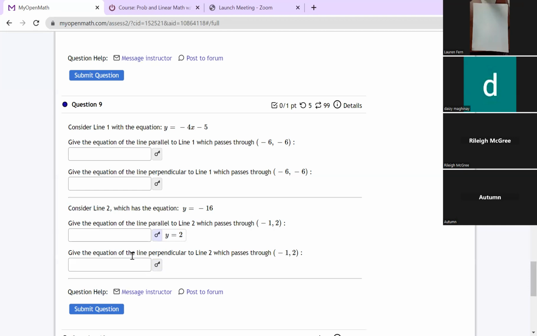Now, in this next part, we want to find the equation of a line perpendicular to this. Again, if this is a horizontal line, what type of line is perpendicular to it? A vertical line. And we just saw the equation of any vertical line is x equals whatever the x value is.